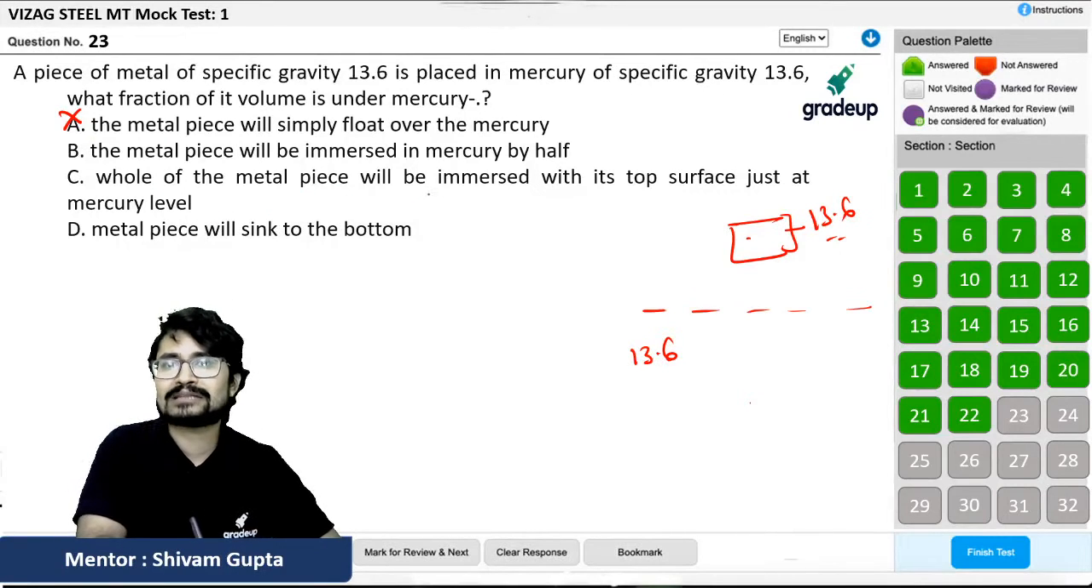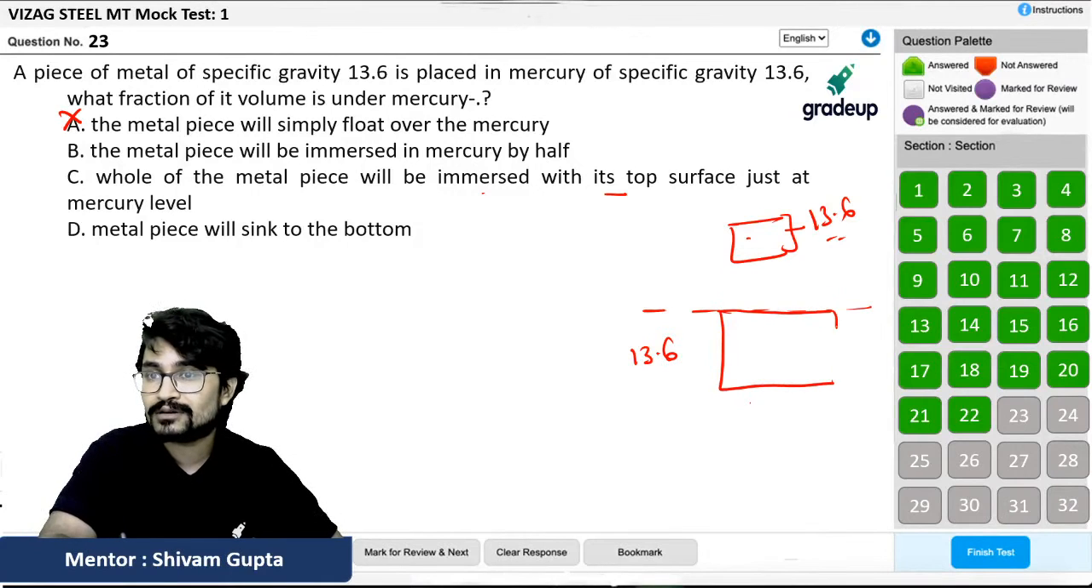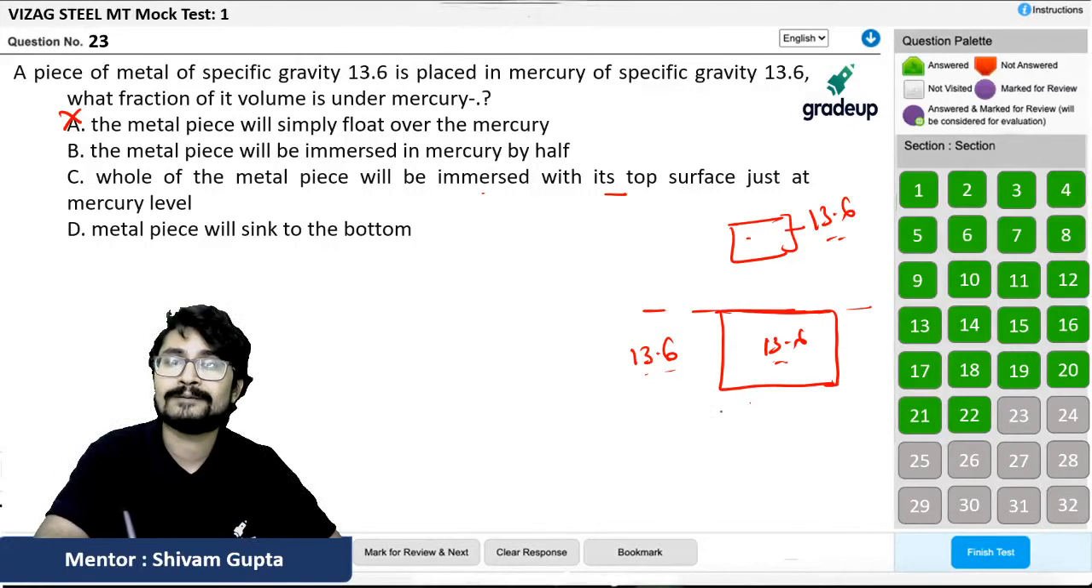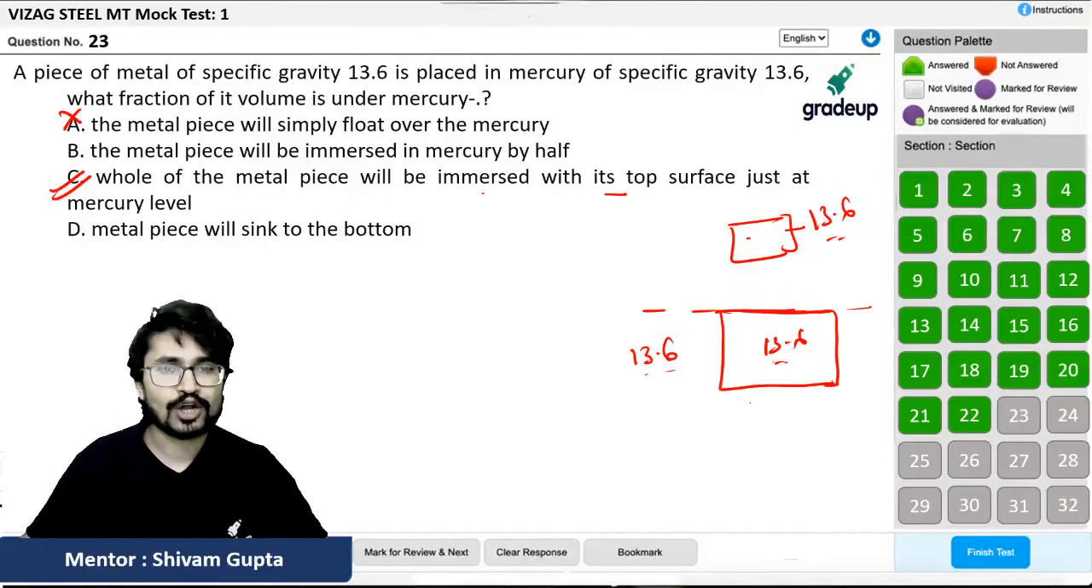The whole body of the metal piece will immerse with its top surface. It will have this kind of behavior. So the top surface will be the same for this and this, because it has the same specific gravity. So the answer will be option number C. Clear? Okay, now coming to the next question.